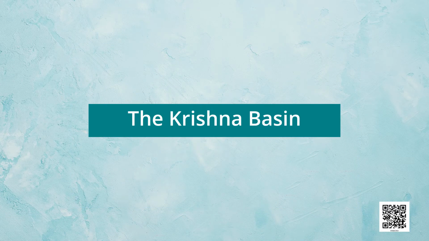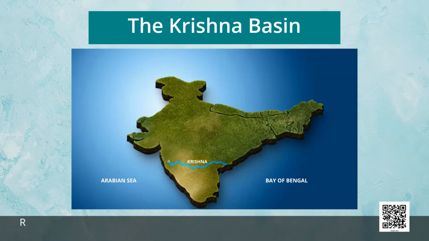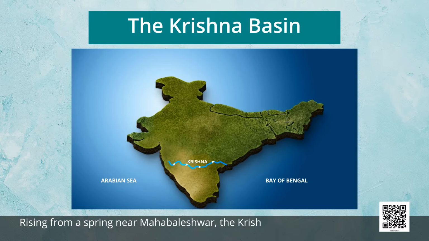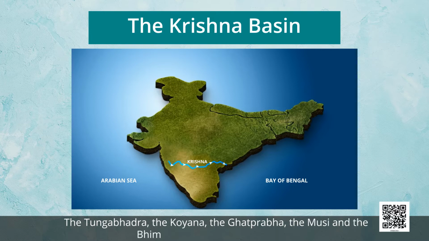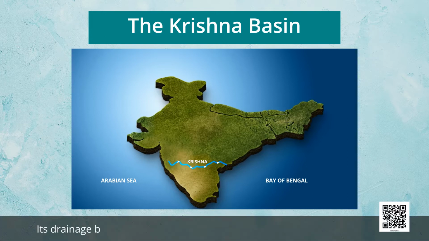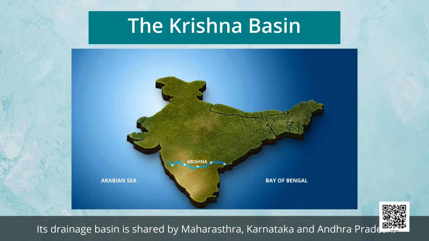From Mahanadi, we talk about the Krishna Basin. Rising from a spring near Mahabaleshwar, the Krishna flows for about 1400 kilometers and reaches the Bay of Bengal. The Tungabhadra, the Koyna, Ghataprabha, Musi and Bhima are some of its tributaries. Its drainage basin is shared by Maharashtra, Karnataka and Andhra Pradesh.